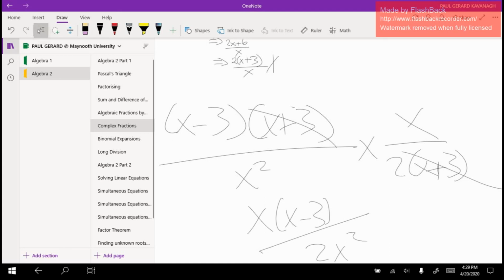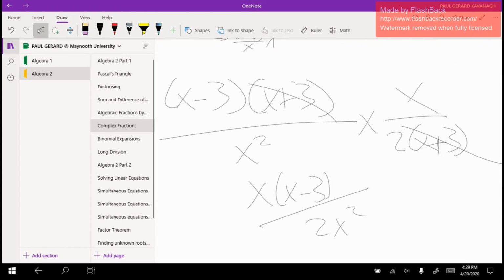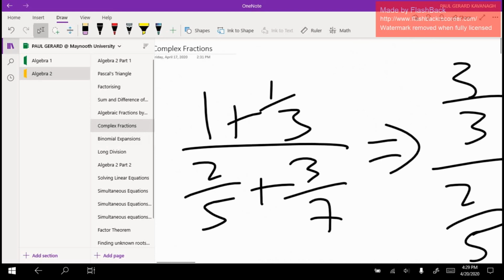I just hate this screen right now. I wish I was using a whiteboard. Oh, edit this. This is just when I wrote it. Okay, anyways, keep going.